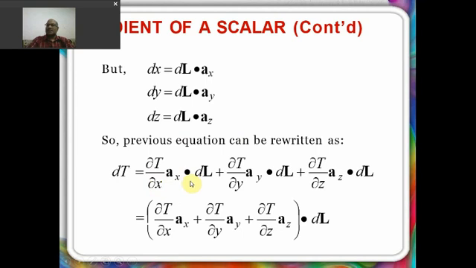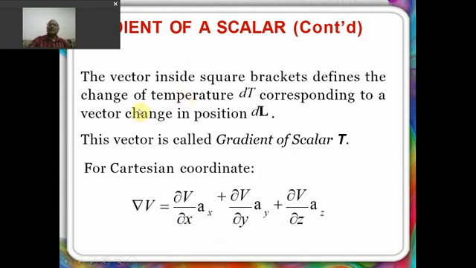We can write the equation as del T by del x ax dot dl, and in the same manner we can take the complete vector dl out, so that we have del T by del x ax, del T by del y ay, del T by del z az, complete bracket, dot dl. So easily we can find that the length element vector is taken out, and it's the dot product with this. The vector inside the square bracket defines the change of temperature dT corresponding to a vector change in position dl.